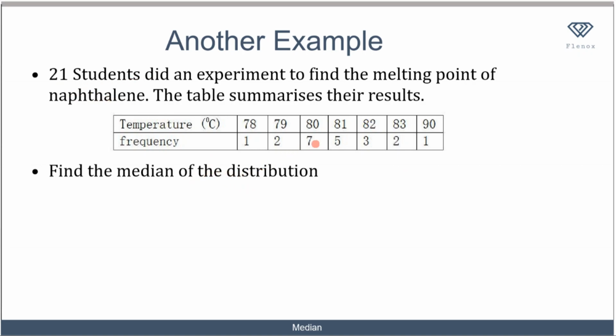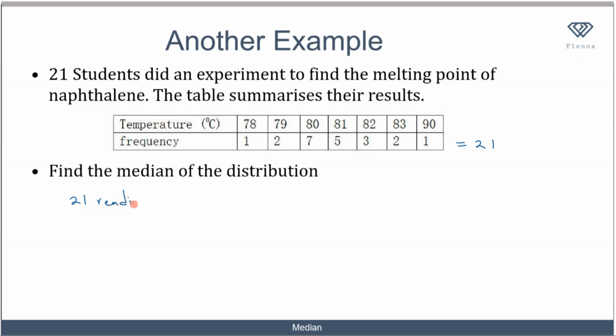So how can we find the median number? To find the median number, we first calculate our total frequency. So we know that when we add 1 plus 2 plus 7 plus 5 plus 3 plus 2 plus 1, we get 21, which corresponds to what we are told in the question that we have 21 students. So we expect the frequency to be 21. So now we know that there are going to be 21 readings.